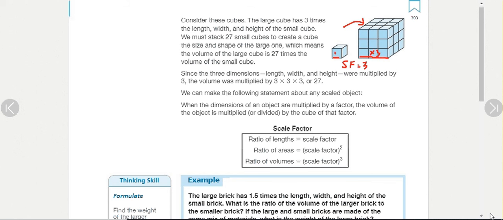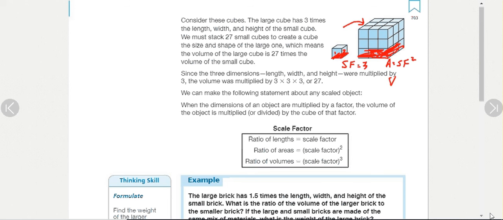But let's go to area now. Area is a new dimension. It's two dimensions, length and width. So to quickly go from small area to big area, you would take the scale factor squared. That's going to be the difference between the bottom layer's area and the bottom layer of this one's area. Okay?